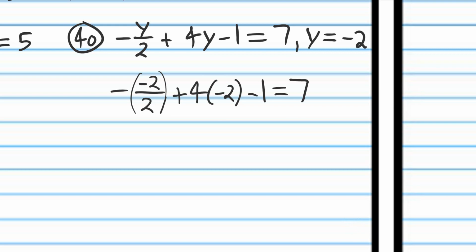So on this side, we don't really have much to do because there's only a 7. So all we really have to do on this problem is just evaluate this side. So this is a double negative. First of all, we can go ahead and divide. So negative 2 divided by 2 is negative 1.